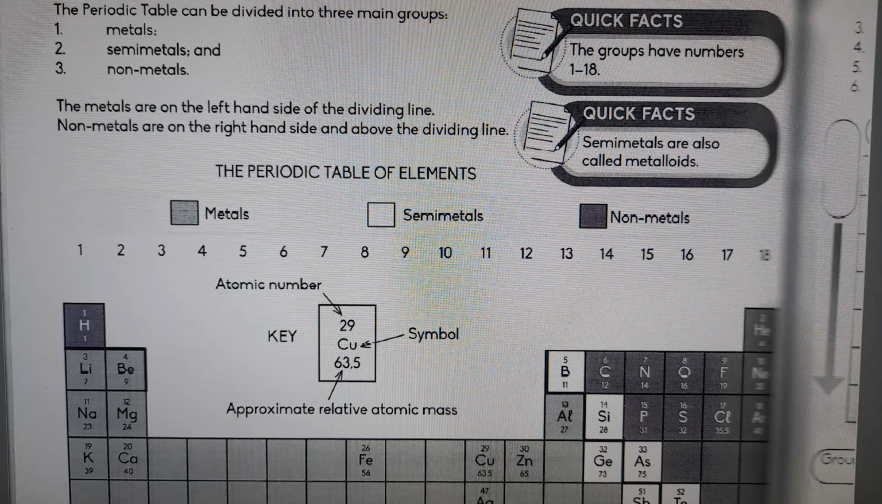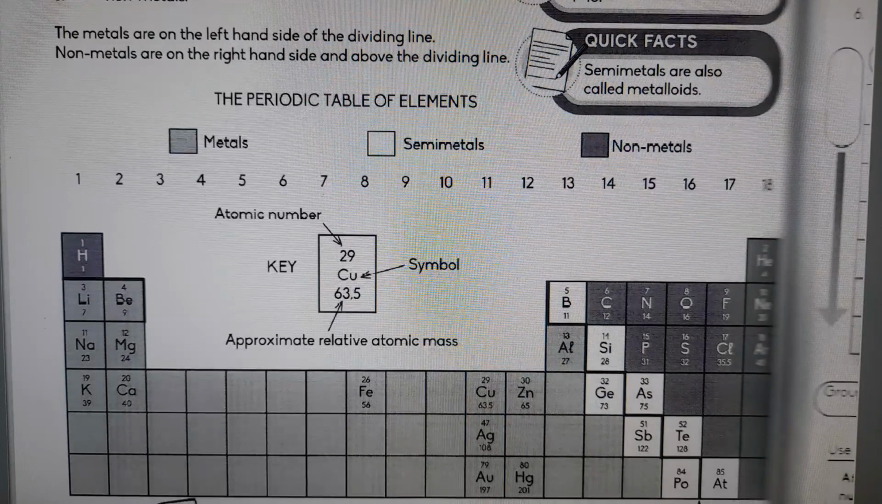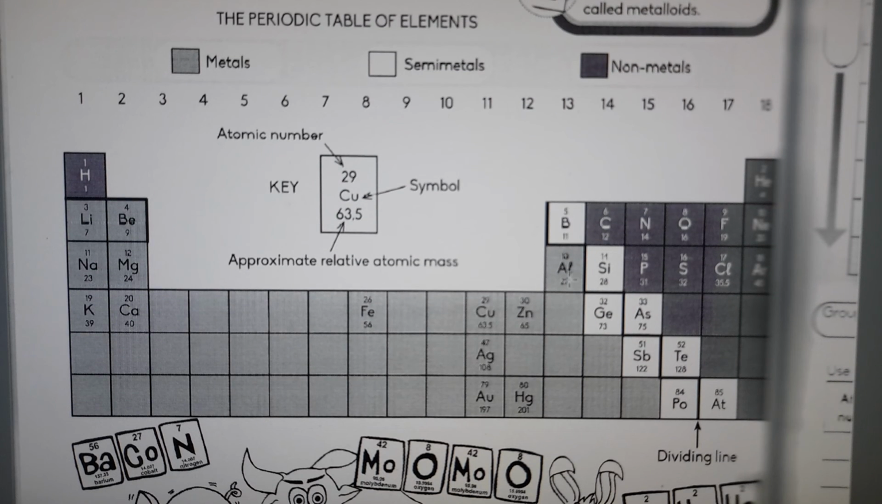They say they are on the right hand side and above the dividing line. Okay, so we look at our dividing line. Above there is a metal. We look at our dividing line here on the right hand side. Okay, we only skip the white parts.